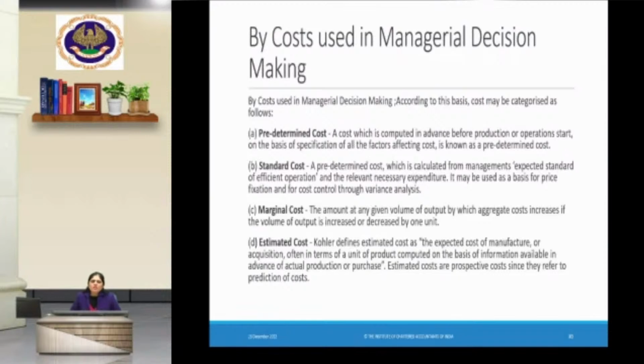Okay, so costs which are used in managerial decision making, predetermined costs. We have actually discussed more or less, here and there, all these types of costs. So very quickly, we can share any queries if you may have.